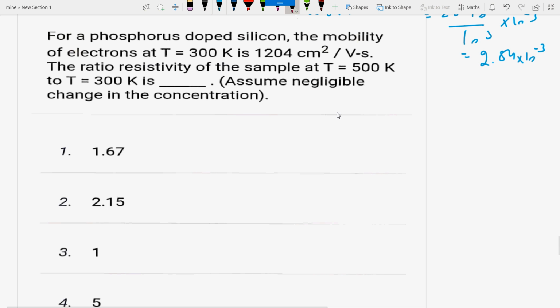The question is: for a phosphorus doped silicon, the mobility of electrons at T equal to 300 Kelvin is this much. Okay, the ratio of resistivity of the sample at T equal to 500 Kelvin to T equal to 300 Kelvin is?